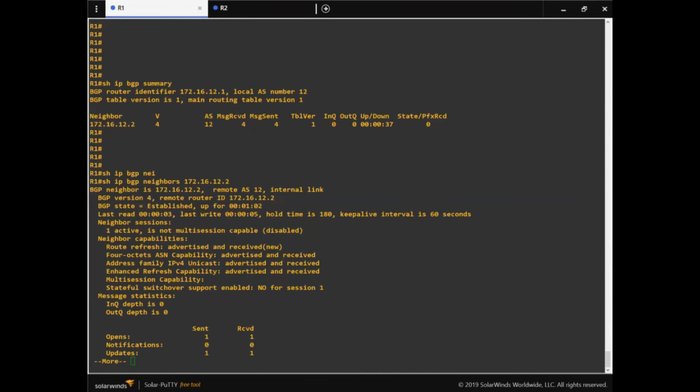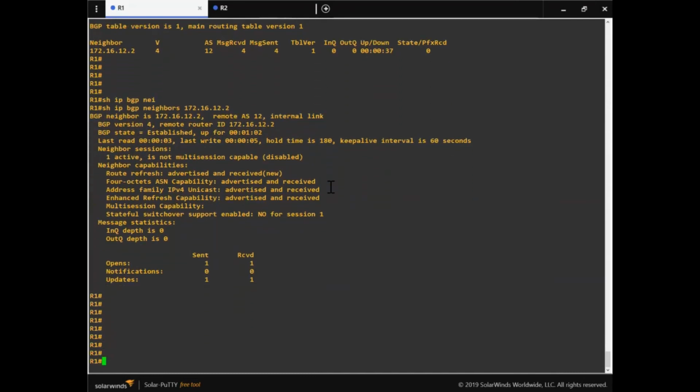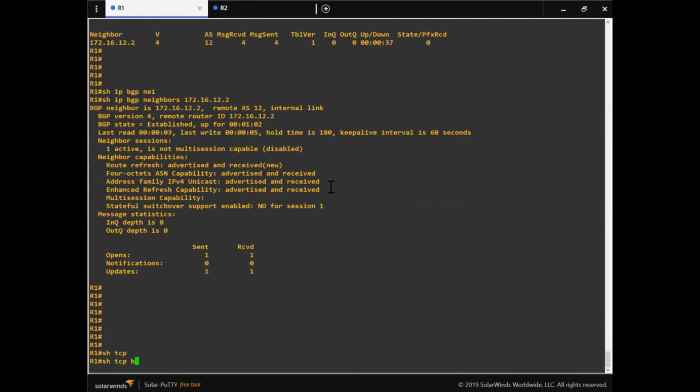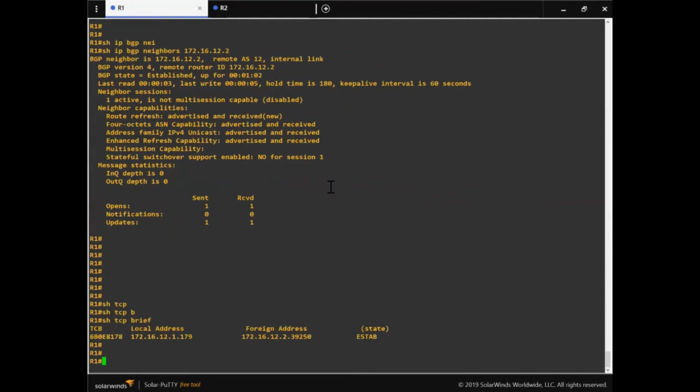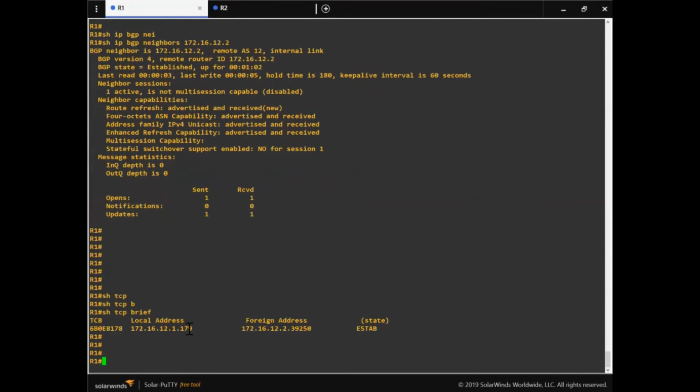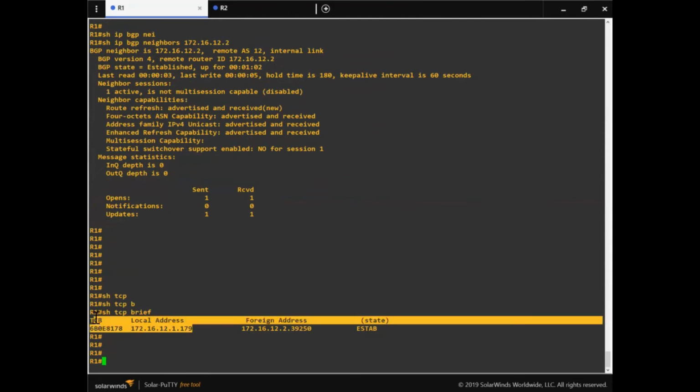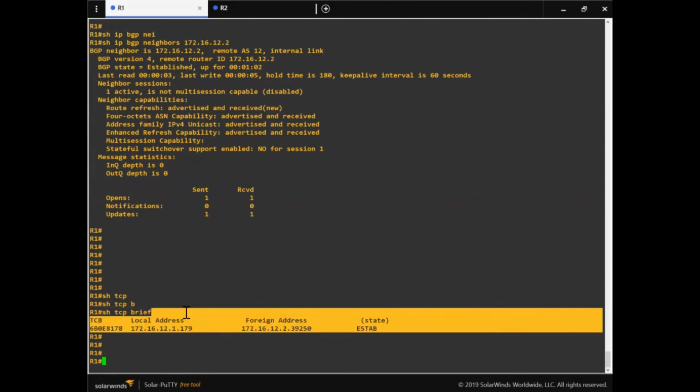But let me talk about TCP. If I want to check the TCP connection, I can do show TCP brief. And you can see that it is initiating with port 179. That is your TCP connection.